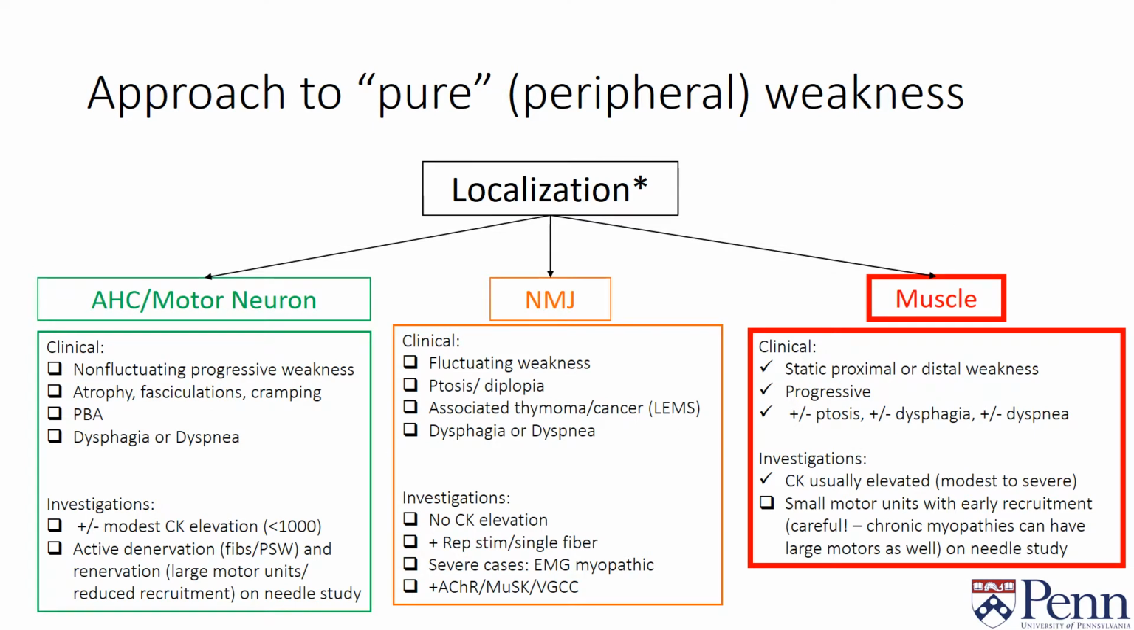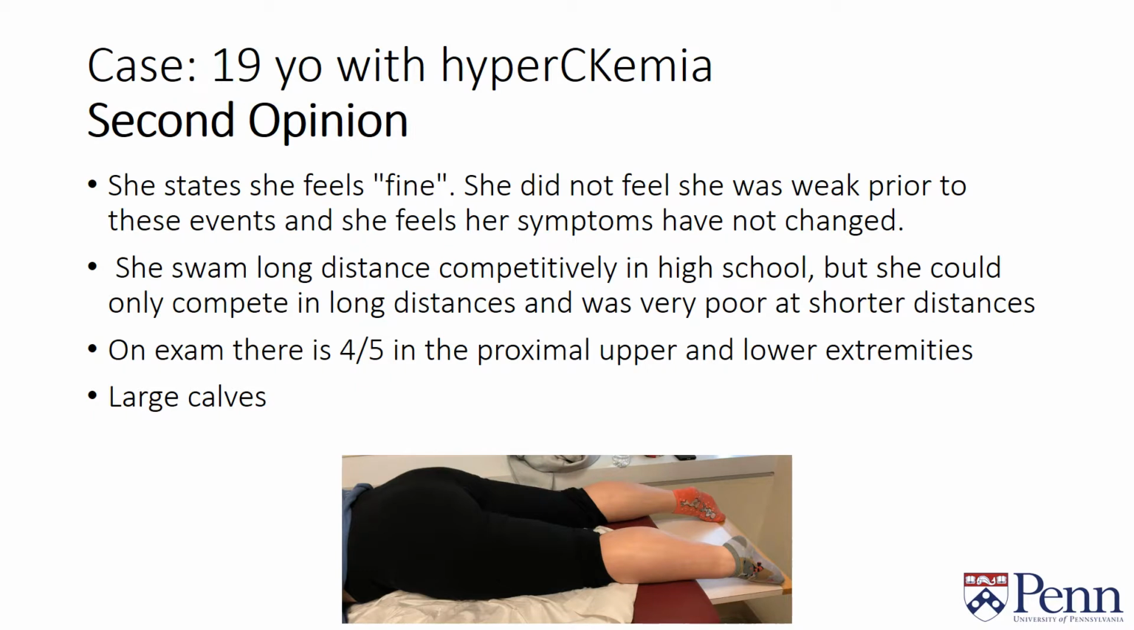So again, this patient pretty clearly has a myopathic process. She has CKs that are way too high to be anything but a myopathy. She has proximal weakness in a pattern that would be consistent with a myopathy. So when I saw her for a second opinion, I think the most notable issue was that she said she felt fine. She didn't notice that she was weak at all, and this to me is a red flag for an acquired myopathy.